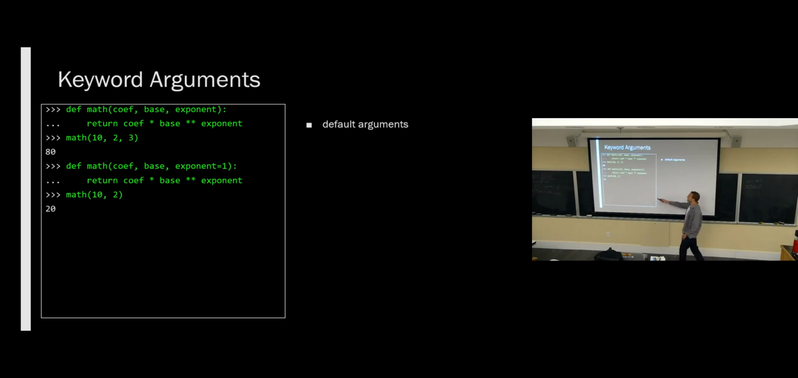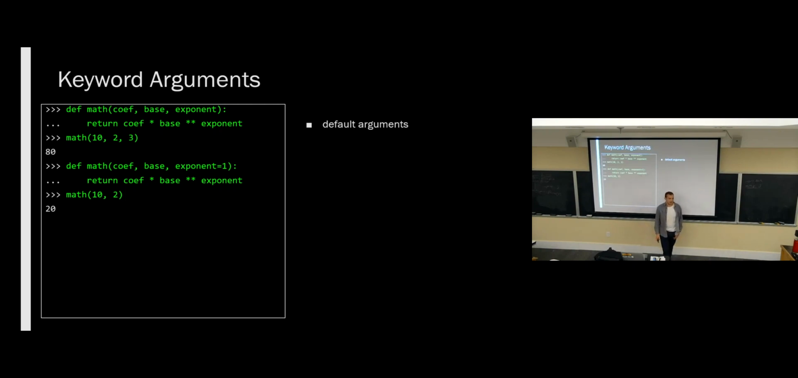Fun fact, if you specify a default here, it has to be immutable. Does anybody know why the default value of an argument has to be immutable? Any guesses? Like different instances will point to the same data structure. What do you mean, instances of what? For example, you call math with a list, and you call it somewhere else with the same list, like with the same object. You mean if this is a list here?